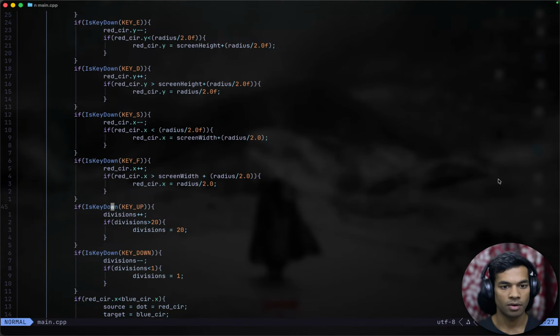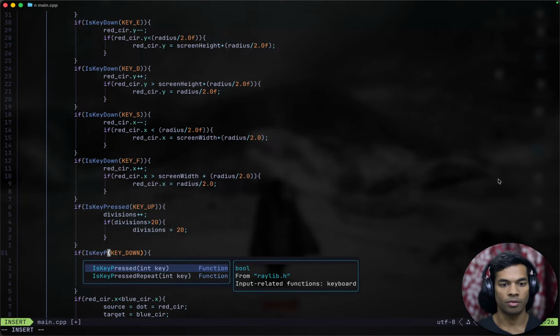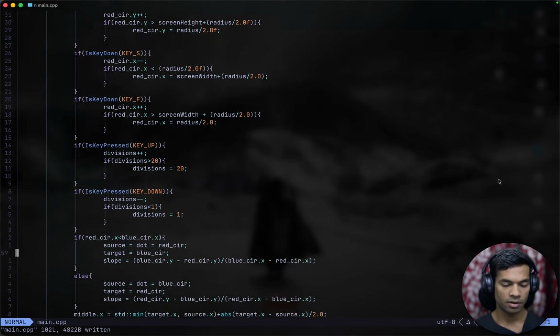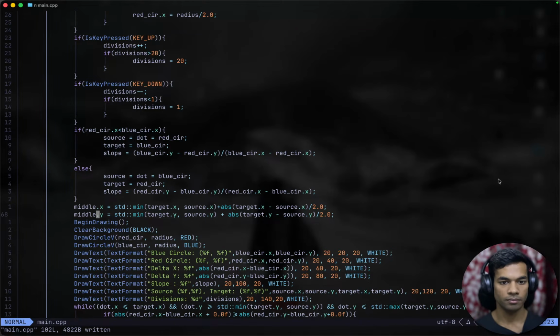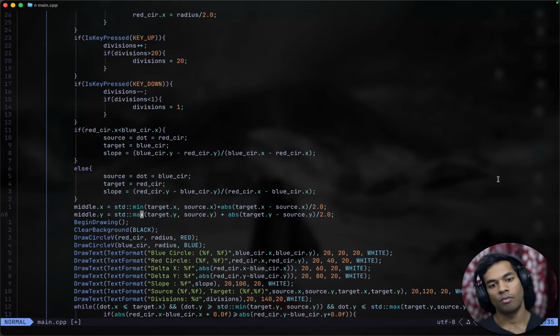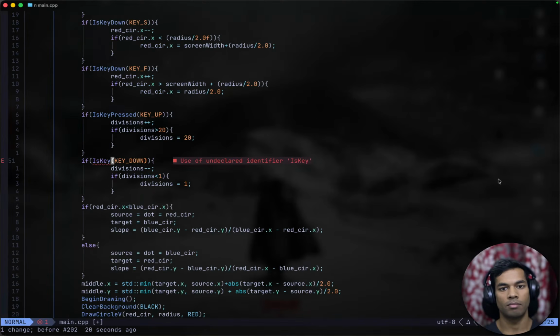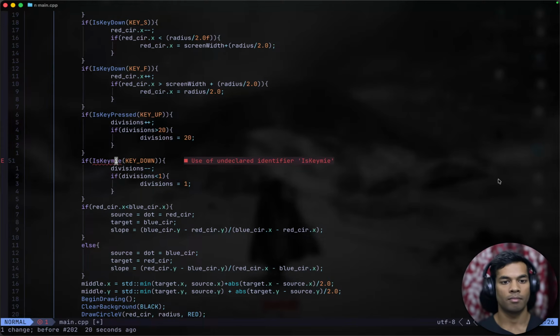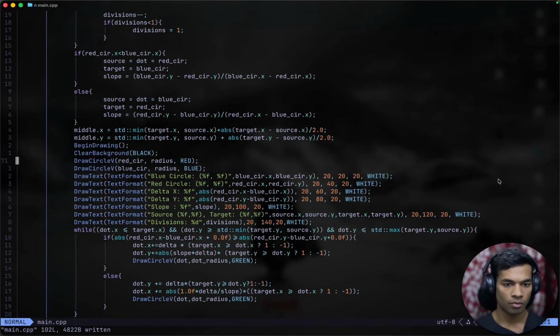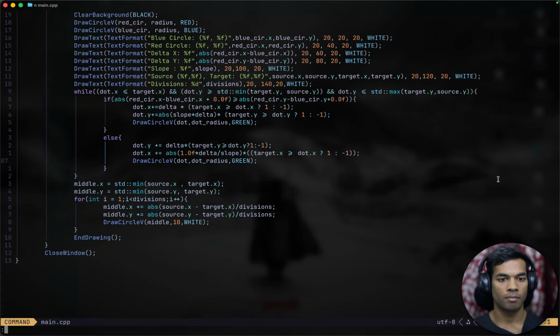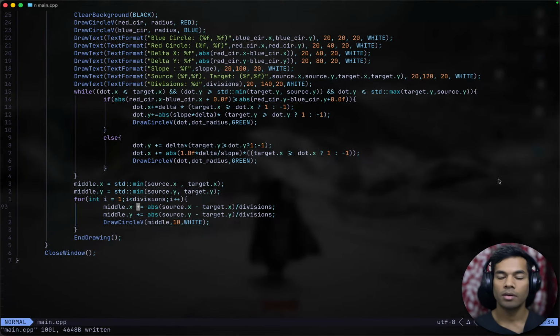first of all, let's change this from down to pressed, and this also from down to pressed, and then for x we want the minimum, and for y also we are taking the minimum.